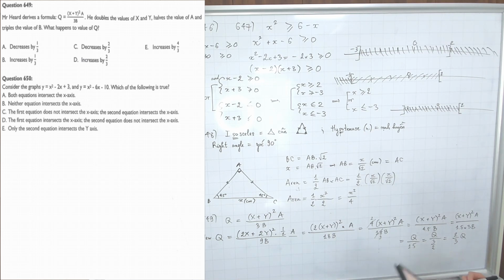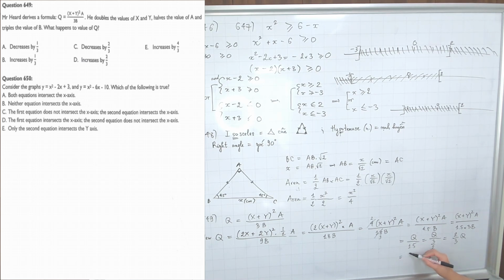Sorry? What? Oh, right. Oh yeah, you were right. Because if the new Q is 2/3 Q, it means it dropped by 1/3, right? 1 divided by 3, right? Because the new Q equals 2/3 of Q, that is the old Q minus 1/3, so it decreases by 1/3. Oh yeah, it decreases by 1/3.